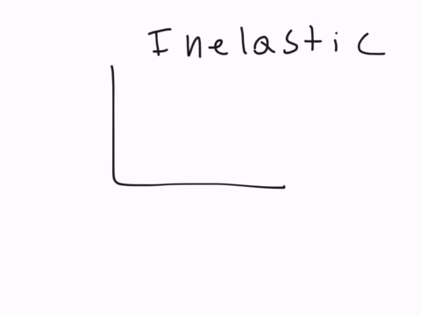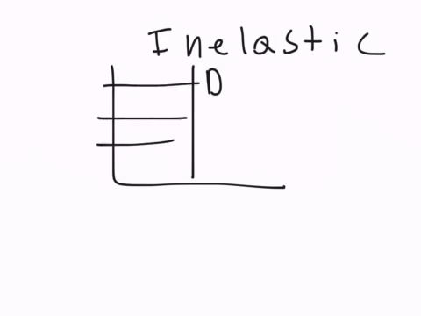if it's completely or perfectly inelastic, if the line is straight up and down, your demand curve is straight up and down. So no matter what the price is, so the price could be here, here, or here, the quantity demanded is always the same. So let's get rid of this.